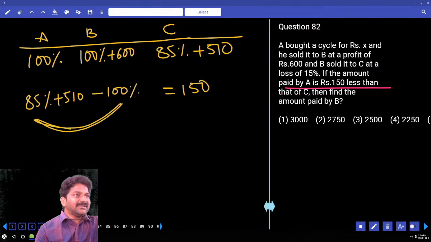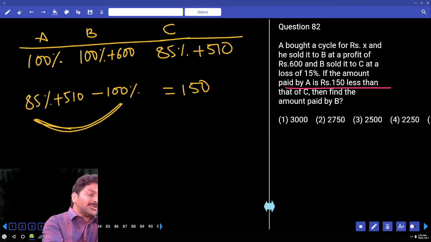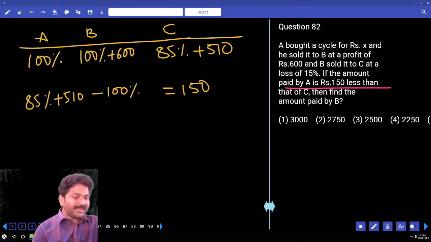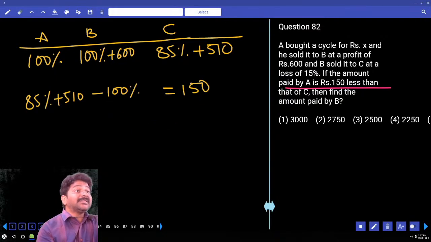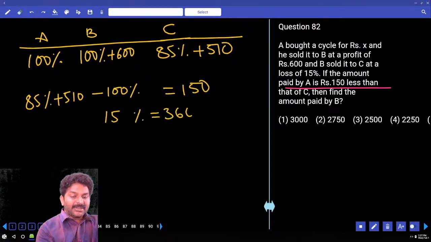How much is this? Plus 15 or minus 15? That value goes to the right-hand side and becomes positive 15%. The 150 comes to the left-hand side and becomes minus: 510 minus 150 is 360. So 15% is equal to 360.